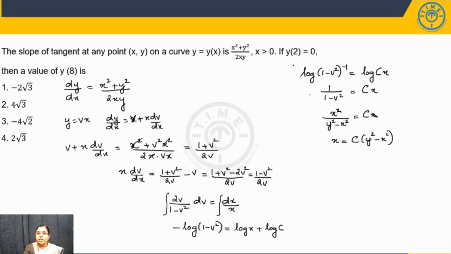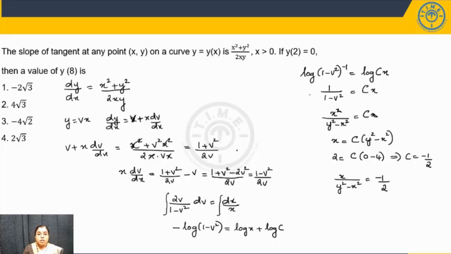Now we are given that y of 2 is 0. So let's put x is equal to 2 and y is equal to 0. So 2 is equal to c into 0 minus 4. So we have c is equal to minus 1 by 2, because 2 by 4 is 1 by 2. So minus 1 by 2. So we have x by y square minus x square is minus 1 by 2. So this is what we are getting.